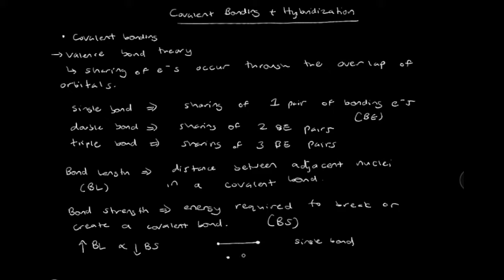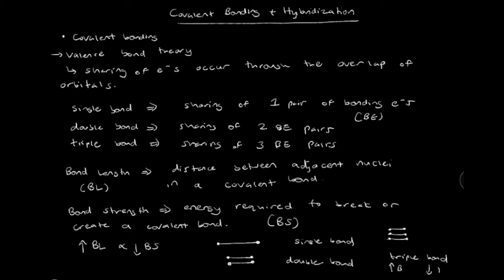A double bond between the nuclei will look kind of like this. Okay, and these are going to be the electrons that I'm demonstrating. So this is the double bond. And a triple bond between the bonding electron pairs is going to look like this. And you can see here that the triple bond is going to have the shortest bond length, right? And it's going to require the most amount of energy to break apart, right? So we can see that the triple bond has the highest bond length, but the lowest, the highest bond strength.